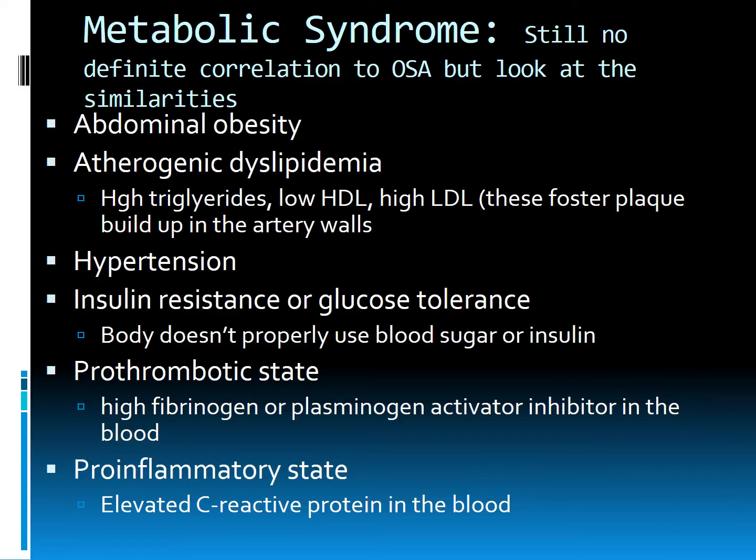However, all of these occur in metabolic syndrome. In people with metabolic syndrome, there's a high incidence of OSA. However, they don't have a direct correlation yet. So let's go on to our next slide.